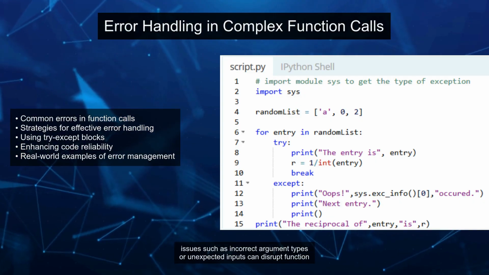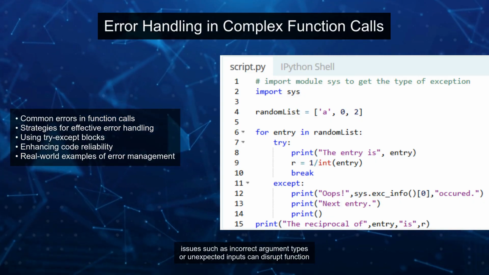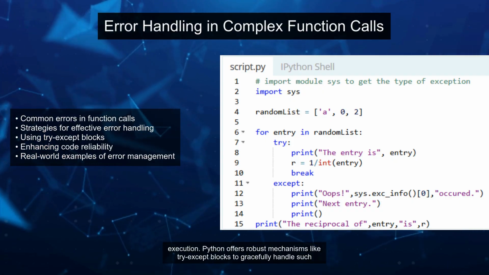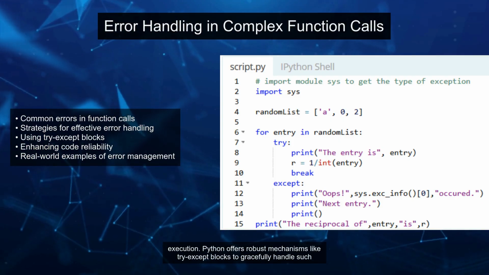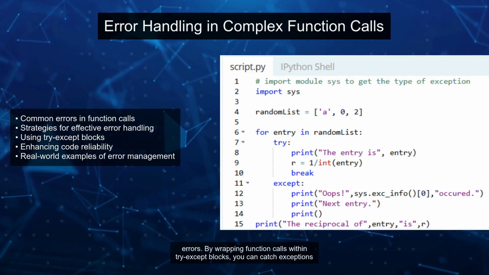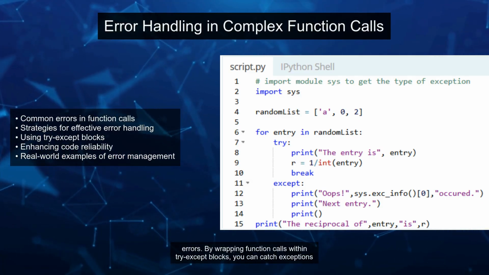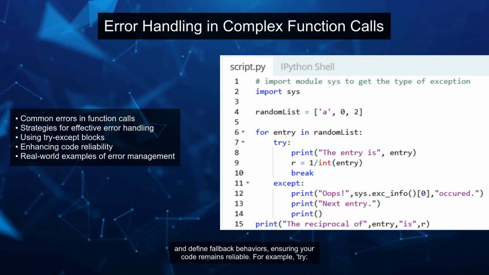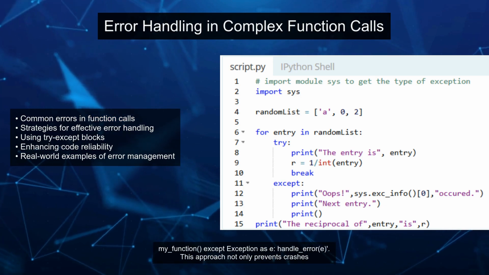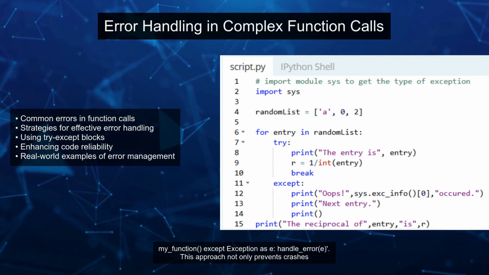Common issues such as incorrect argument types or unexpected inputs can disrupt function execution. Python offers robust mechanisms like try-except blocks to gracefully handle such errors. By wrapping function calls within try-except blocks, you can catch exceptions and define fallback behaviors, ensuring your code remains reliable. For example, try: my_function() except Exception as e: handle_error(e).